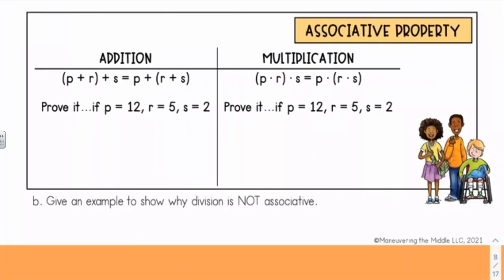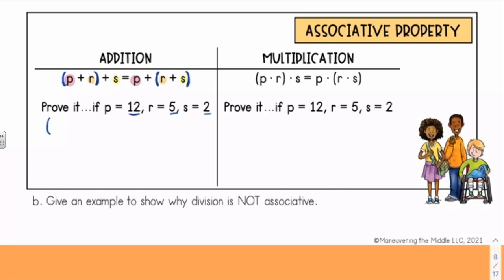Now let's prove that to ourselves by first looking at addition. So notice what we have here on the left. I'm again going to color code to show that we have the same variables on the left and the right of this equal sign, but they're grouped together differently. On the left of the equal sign, I've grouped P plus R, but then on the right, I have the variables in the same order. I've just grouped R plus S together instead.